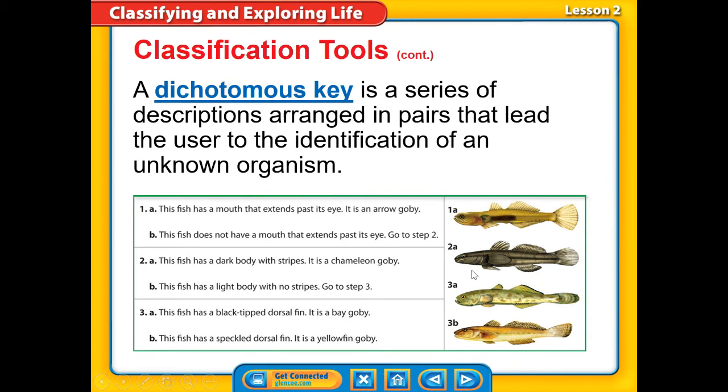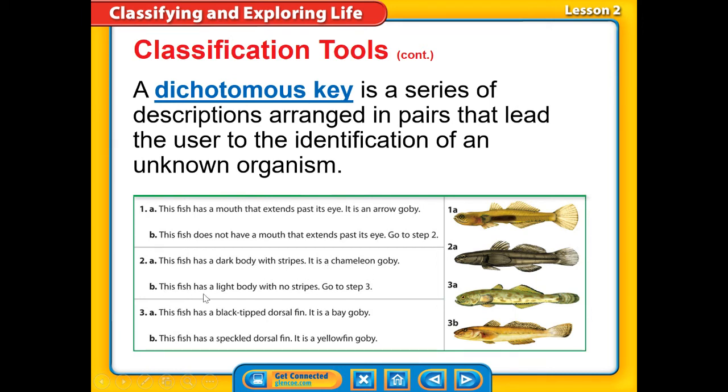If we were going to do the next fish, you would still start at the beginning. So if we look at this one, number 2, A, does its mouth go past its eye? No, it does not. So we would go to step 2. Step 2 says this fish has a dark body with stripes. Then it would be called a chameleon goby.